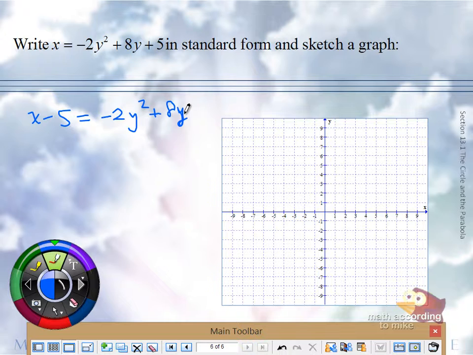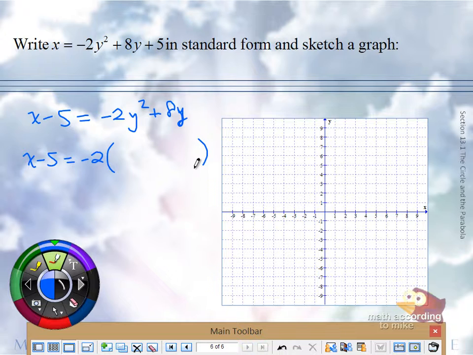Make sure the leading coefficient is a 1. What's our leading coefficient? Negative 2. It's not currently a 1. I'm going to show you a trick that we're going to need later on. It'll help us a little bit in this section. Instead of dividing both sides by negative 2, what we're going to do is factor out a negative 2. If I factor out a negative 2 from both terms on the right, what am I left with?